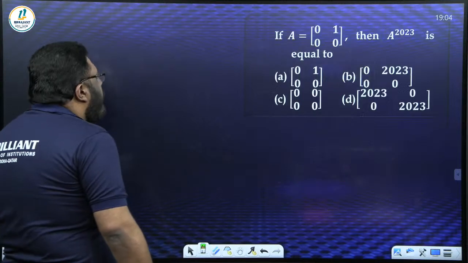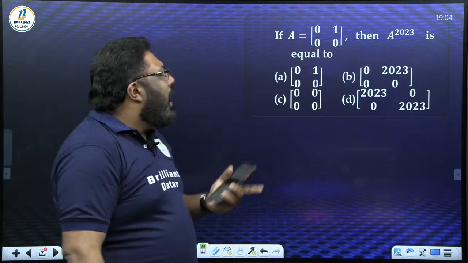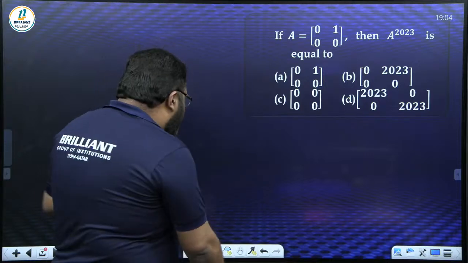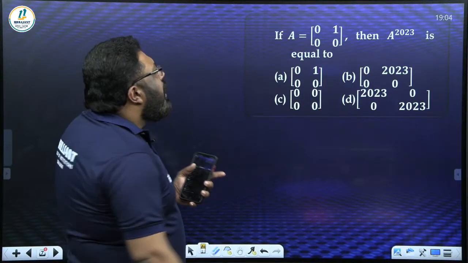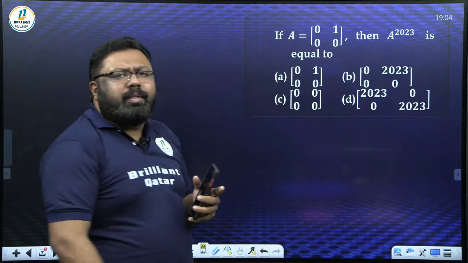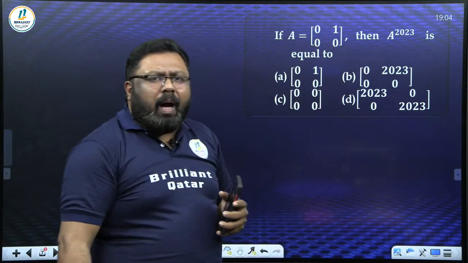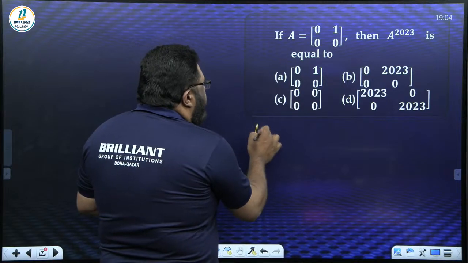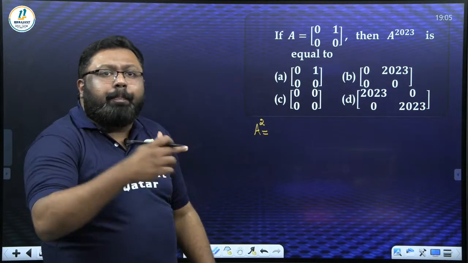Fine. Next. Again, it's a very common pattern to ask this. This is last year's board exam question. They wanted to find A raised to 2023. A very high power. Do not be worried about the power, my dears. You just try to identify the pattern that the matrix follows when the power increases.